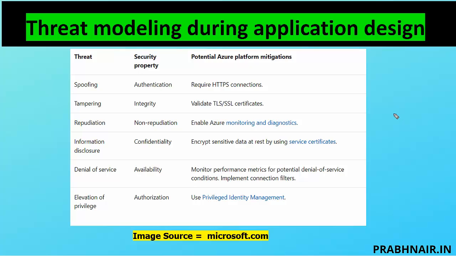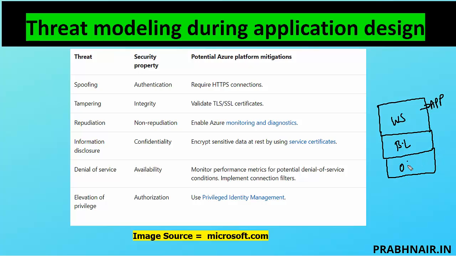For example, I'm building one website. A website basically has 3 layers. Layer 1 is my application. Layer 2 is my business logic layer. And layer 3 is my operating system. So we have a user here. The user wishes to connect, so the user sends a request to the website.